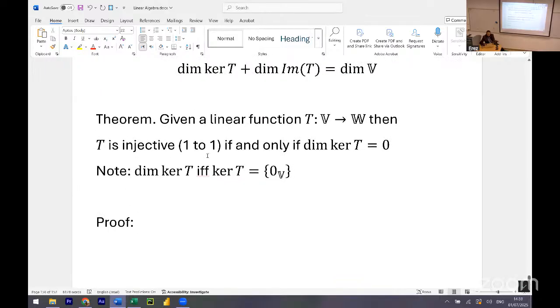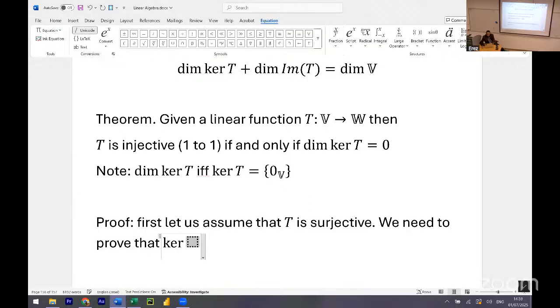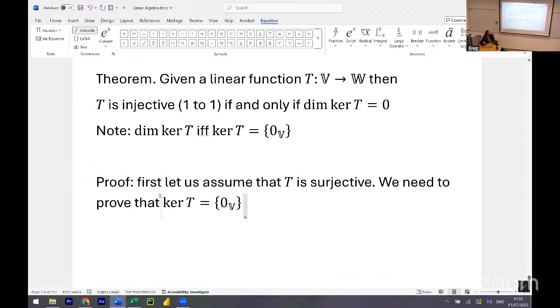So it's a bidirectional proposition claim. So we need to prove both directions. Let's start from the first. First, let us assume that T is surjective. We need to prove that the kernel is only 0. The fact that 0 is there is obvious since the kernel is a subspace.